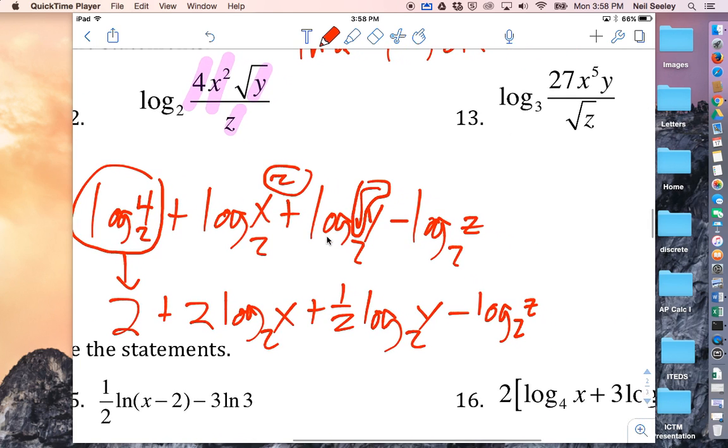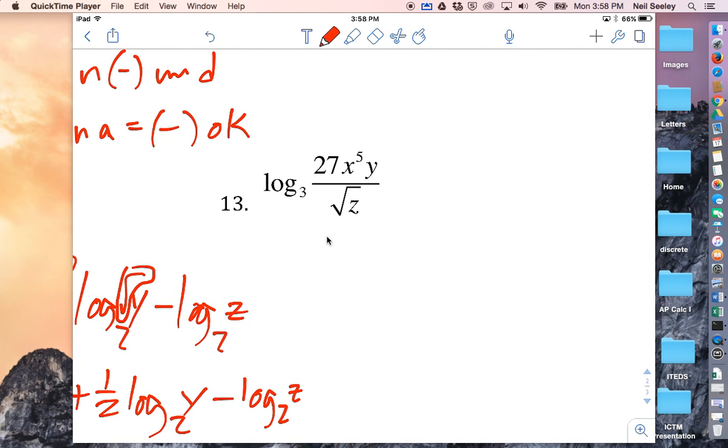Okay, expanded. Finally, we get to this last one. 27 x to the 5th y and square root of z. That's 1, 2, 3, 4 logs again, and just follow that same process. Log base 3. I'm going to work a little bit more directly. I know 27 goes in 1, and then those are on the top, so I'm going to add it.